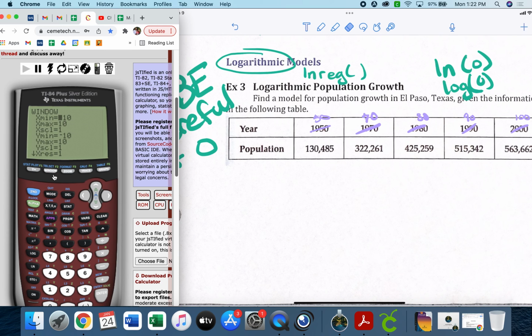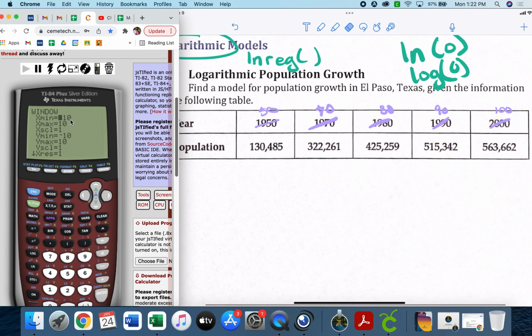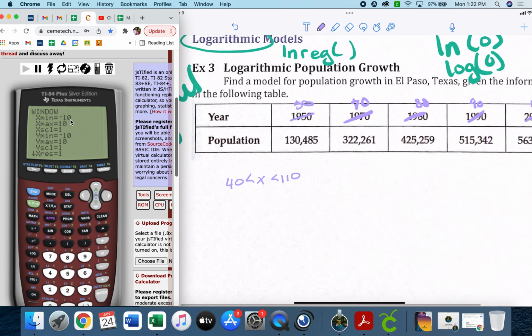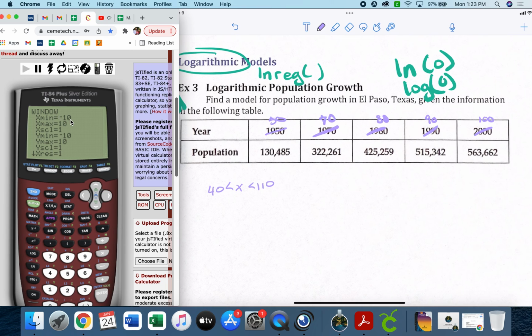Okay, so let's change our window. What's your smallest x that we got going on? 50. So let's do x's going from, can we go 40? Sure. 40 to like 110. Great idea, just so we get a little bit outside of each one. Okay, I'm doing my window down over here. Your smallest y, what do you want to go from? 130,000? Okay, sure. 575, sure. Whatever, just as long as you're a little outside.